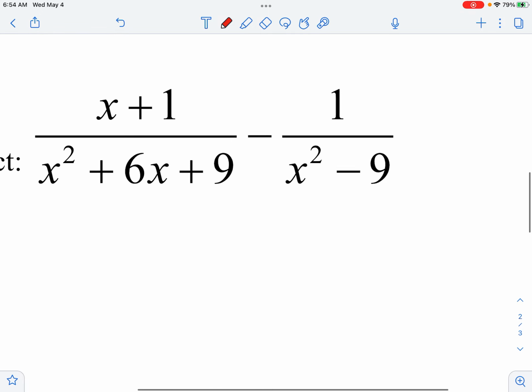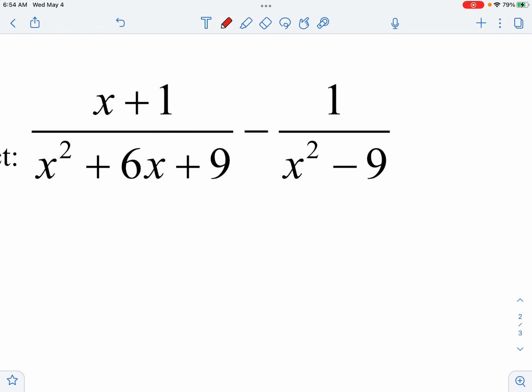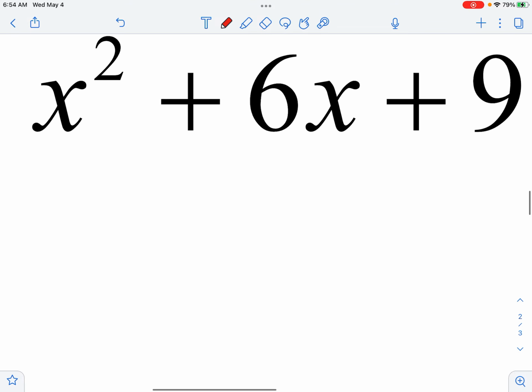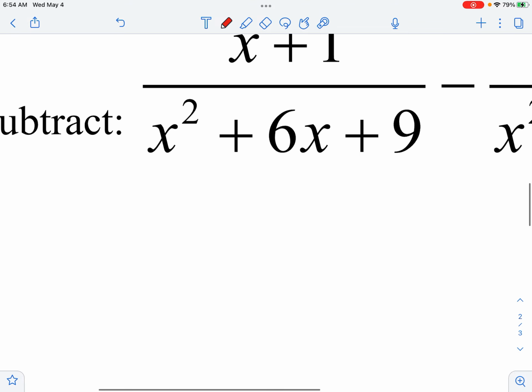We have to get a common denominator. If you look, we do not have a common denominator here. So I need to know what the factors are. Just like here, I needed to know what the factors are in order to do that. All right, so the denominator should always be factored.